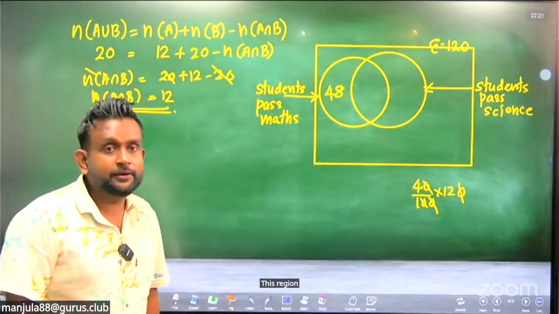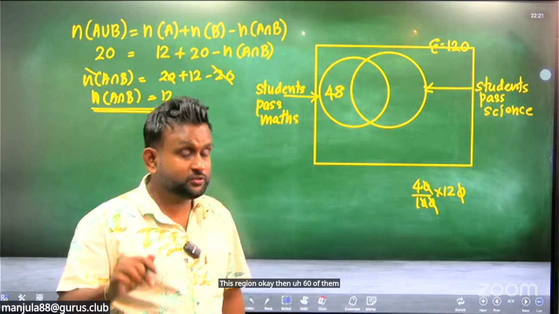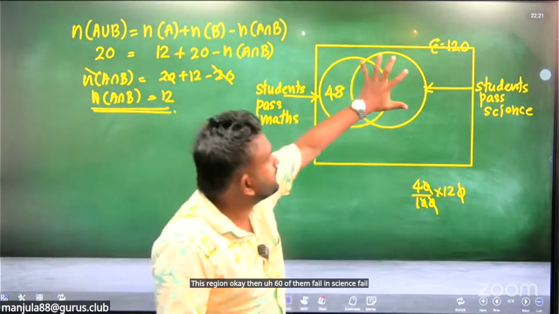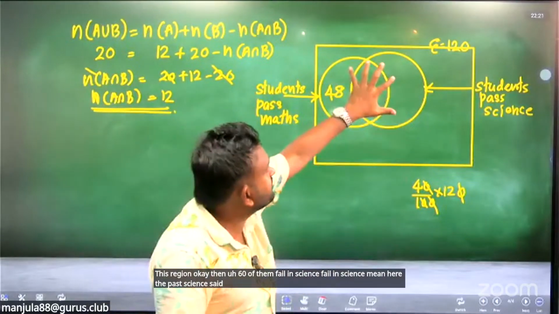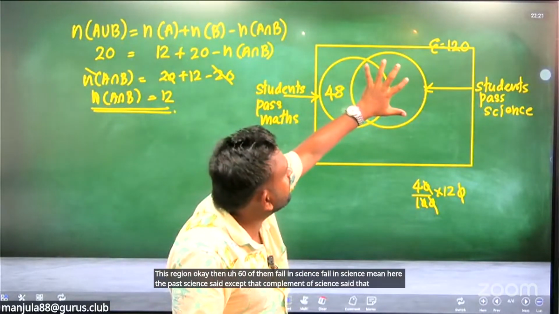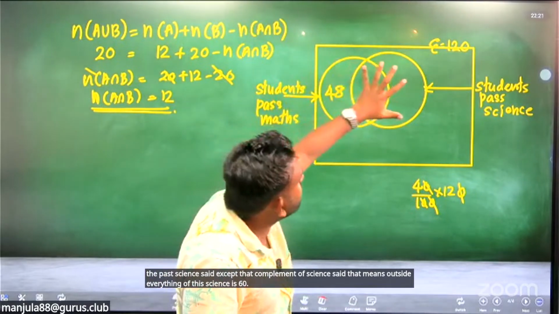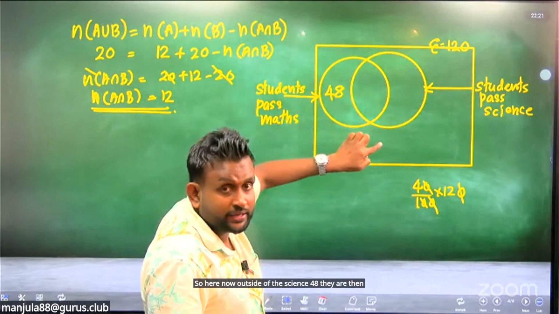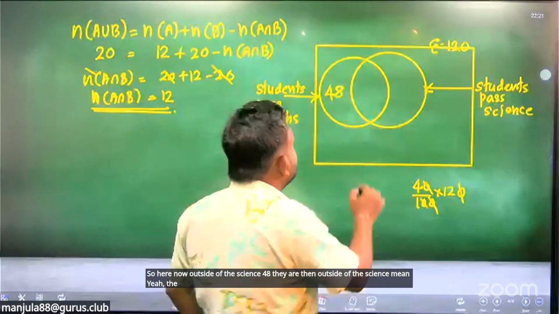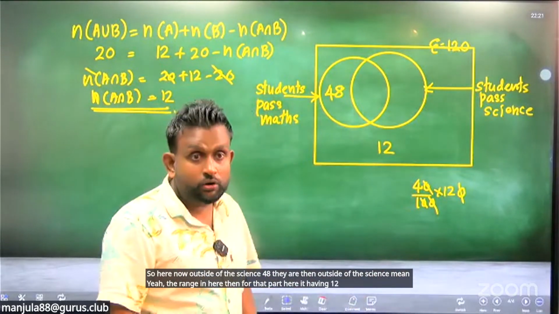Then 60 of them fail in science. Fail in science means the complement of the science set, everything outside the science set, is 60. Outside of the science set we already have 48, and for the other region here we need 12 to make 60 in total.